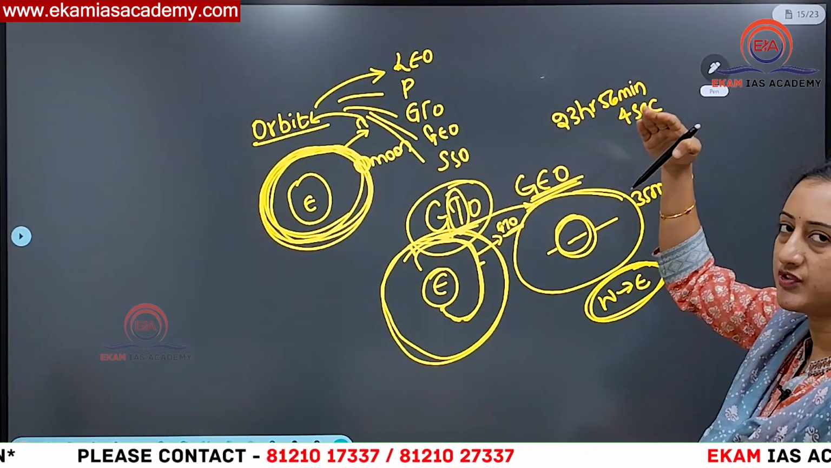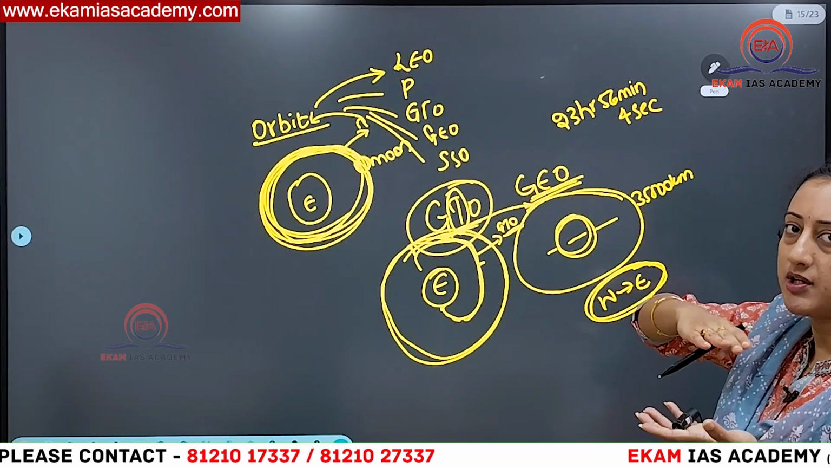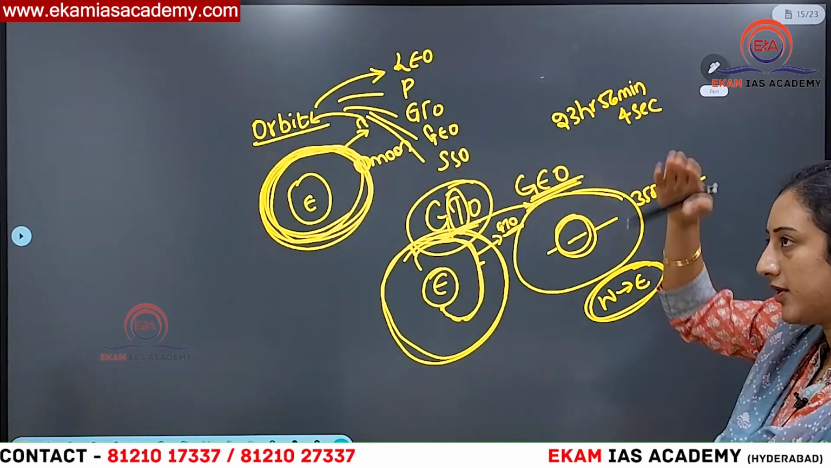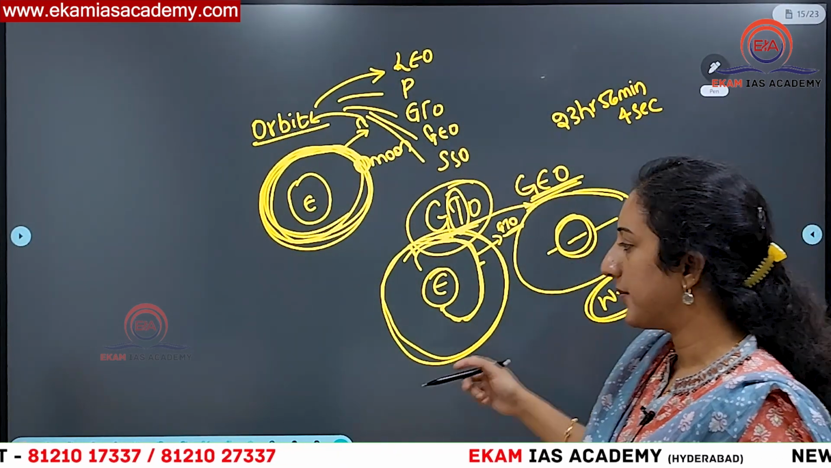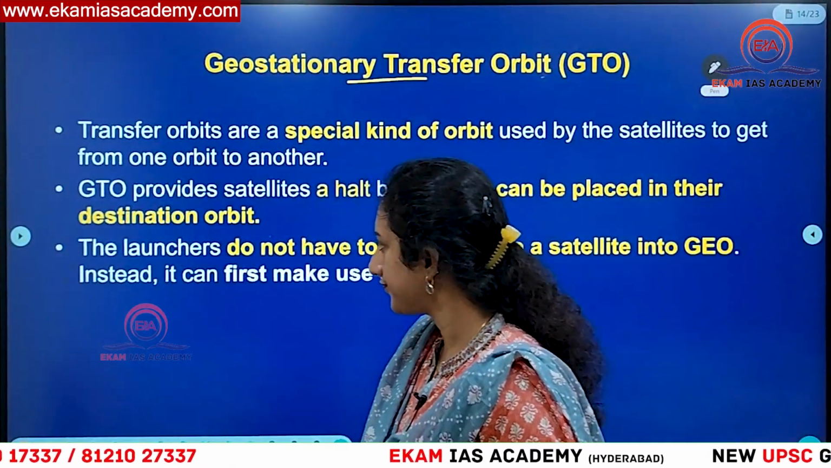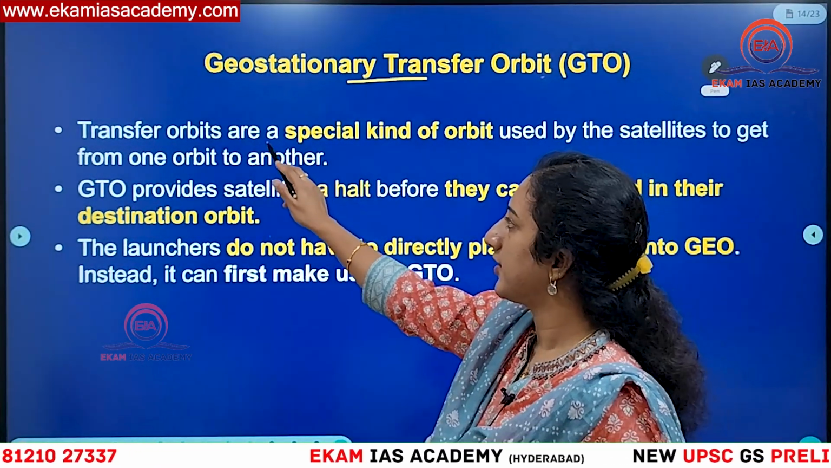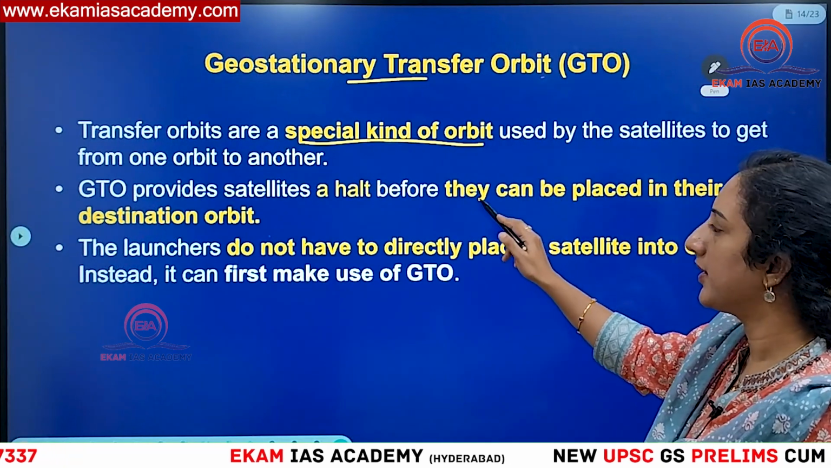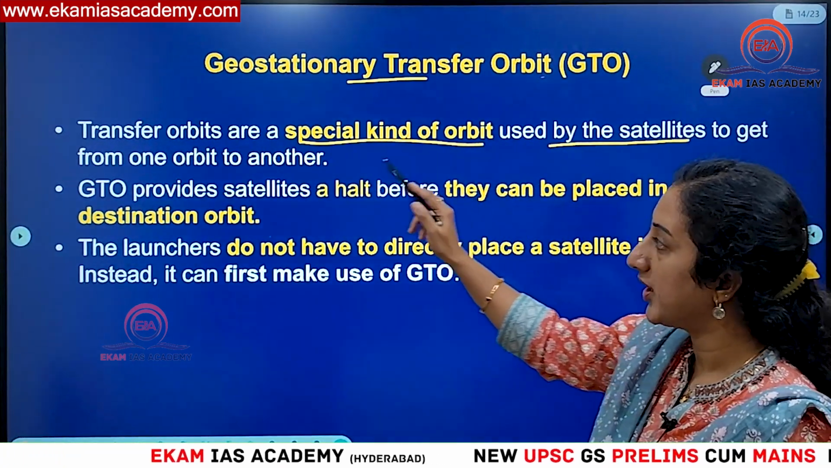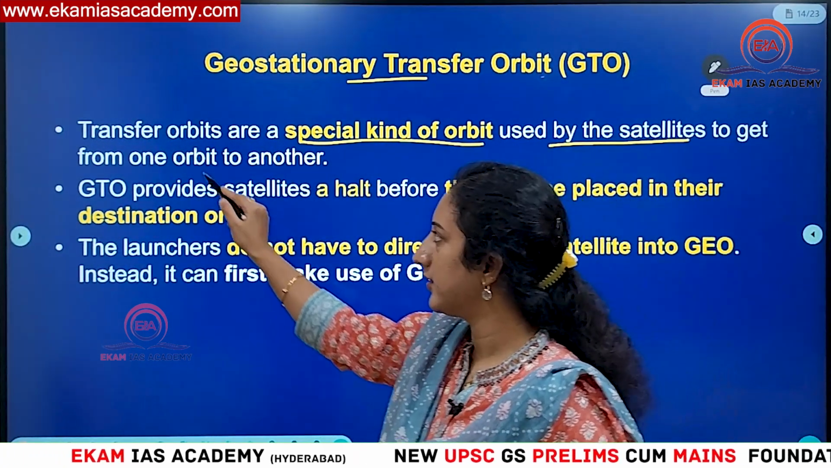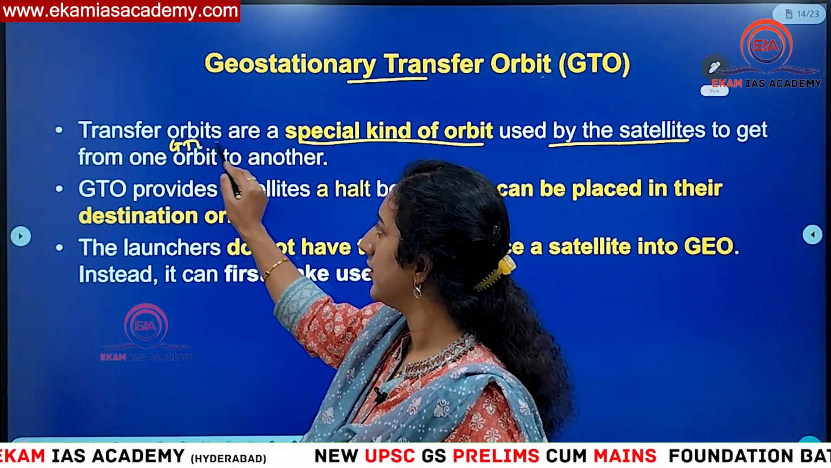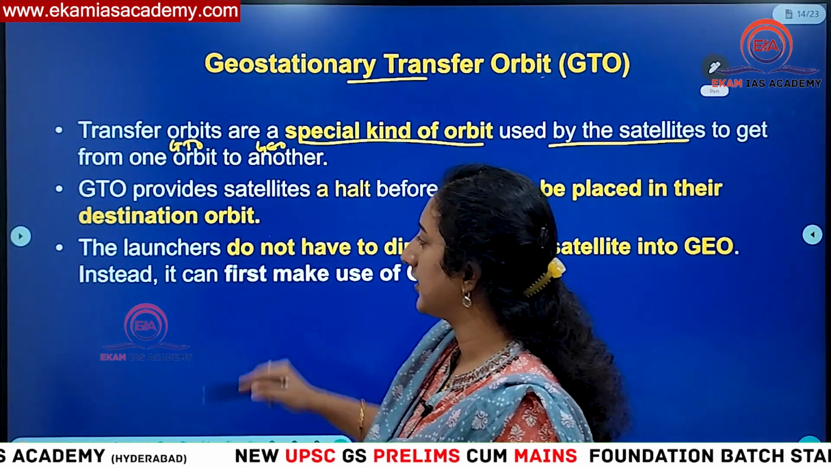It is placed just above the equator, but almost 35,000 kilometers above the equator, and it will be appearing from the equator, you can see. So here you should understand, transfer orbits are a special kind of orbit that is used by the satellite to get from one orbit to another. Here it is getting transferred from GTO to GEO. So this is the basic thing you need to know.